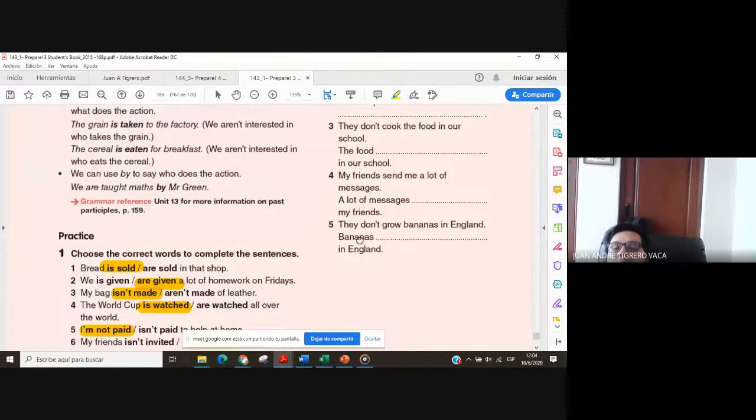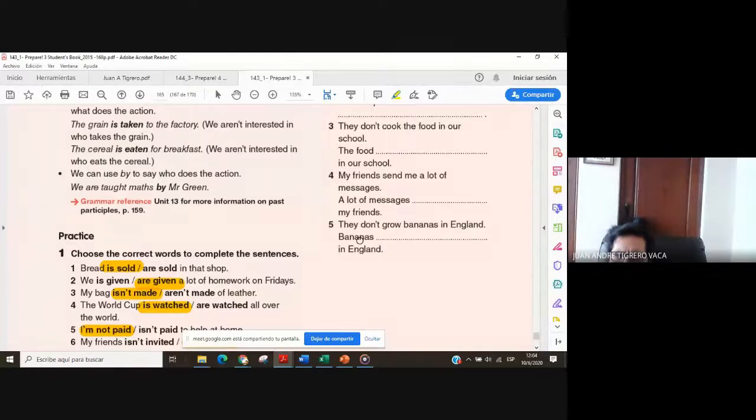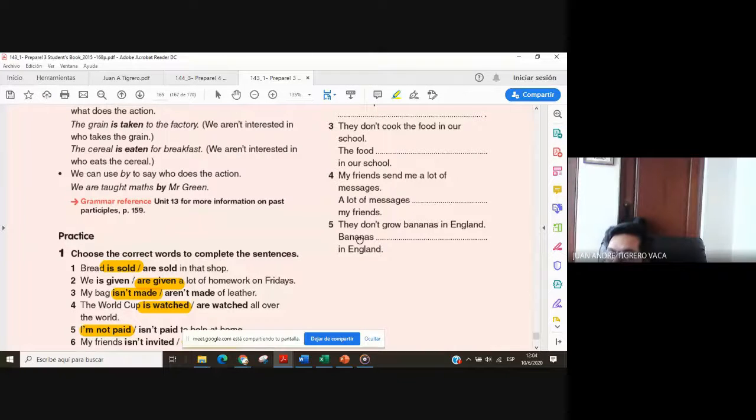Now, number 4. My friends send me a lot of messages. Me, teacher. Yep. A lot of messages are sent my friends. In this case, you would need by. Why? Because a lot of messages are sent by my friends. Because if you say a lot of messages are sent my friends, muchos mensajes son enviados mis amigos. Te falta el por, ¿no? ¿Cuál es el por? By. A lot of messages are sent by my friends.